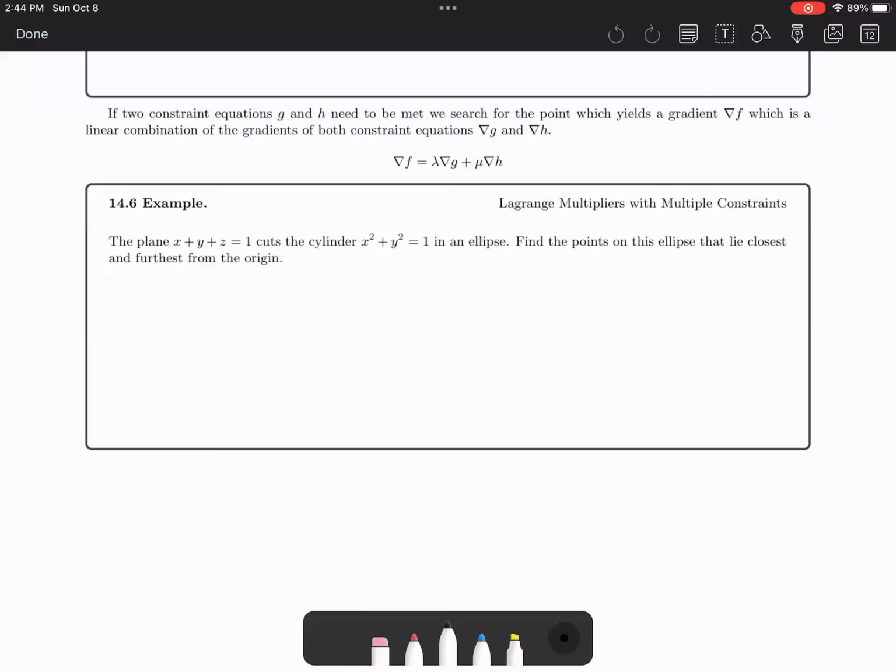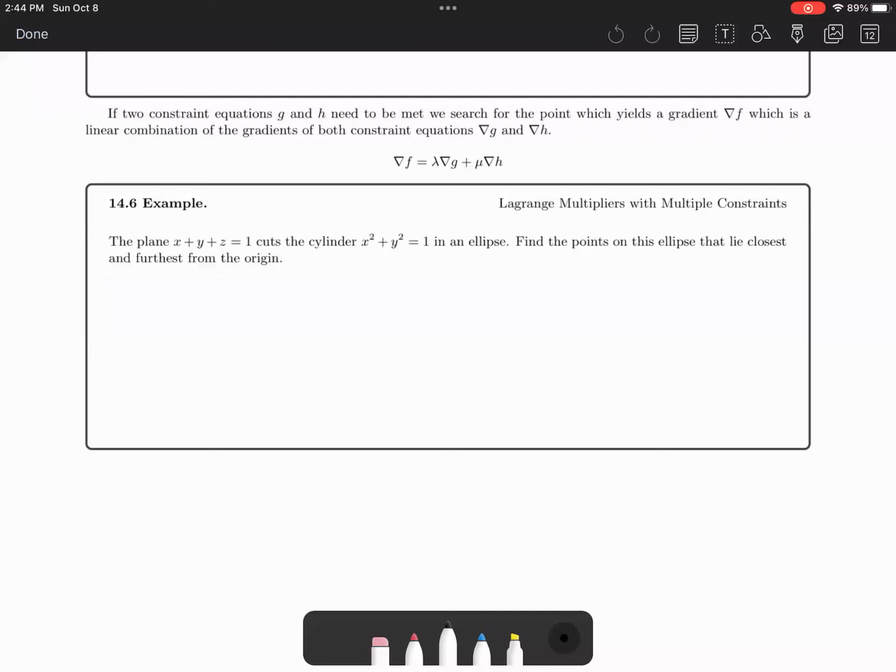Let's work on solving a minimizing maximizing problem. We're finding the extreme of a function using the method of Lagrange multipliers when we have multiple constraints. So the problem statement: we have a plane x plus y plus z is equal to 1 that cuts the cylinder x squared plus y squared is equal to 1, or rather the intersection makes an ellipse. I want to find the points on this ellipse that lie closest and furthest from the origin.